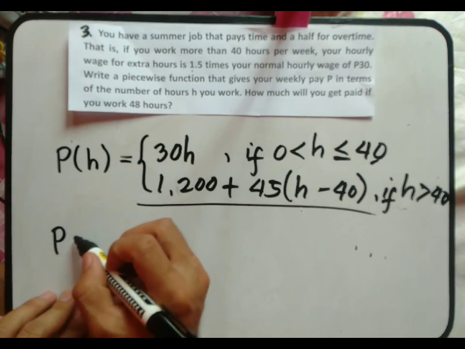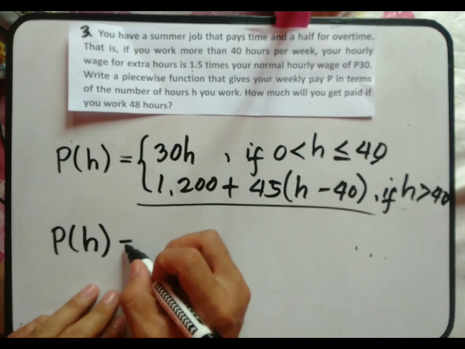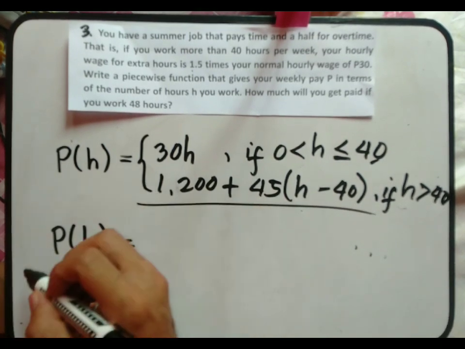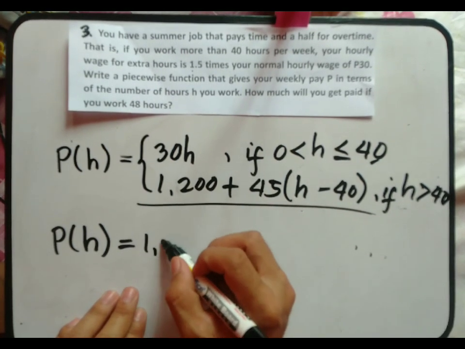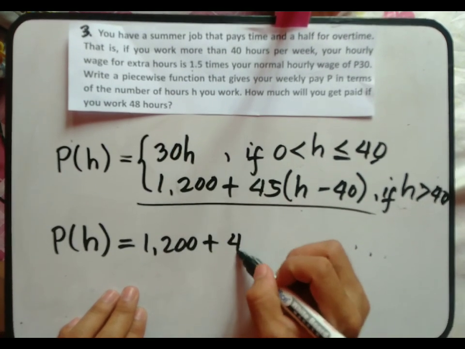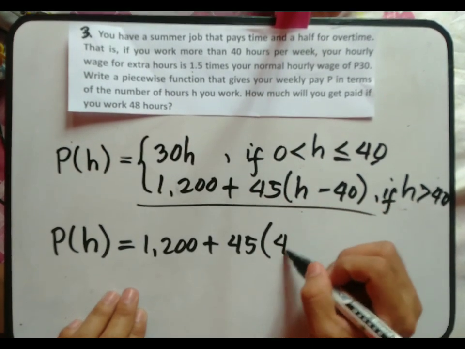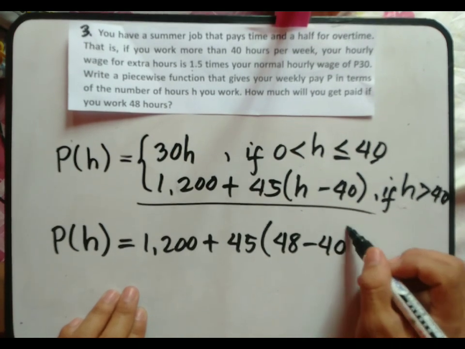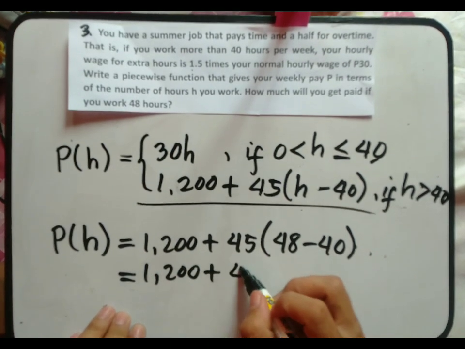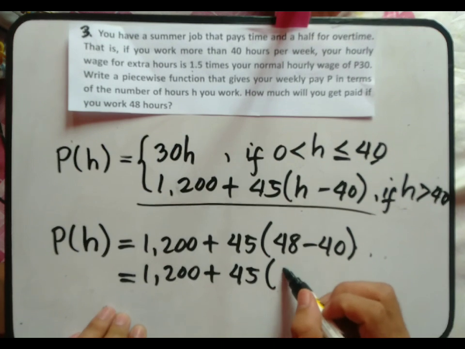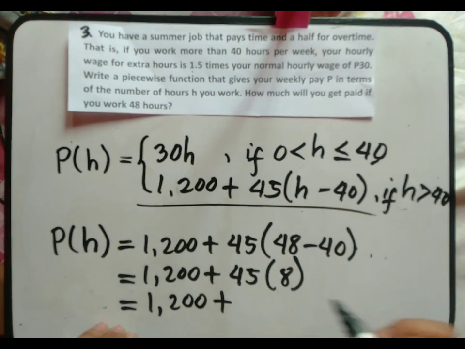So, we have P of H, weekly pay in terms of the number of hours you work. Then, the second function, you have 1,200 plus 45. If you work 48 hours, so yung H magiging 48. Then, minus 40. So, this is equal to 1,200 plus 45. 48 minus 40 is 8. Plus 45 times 8.